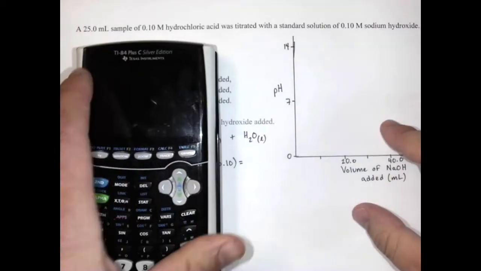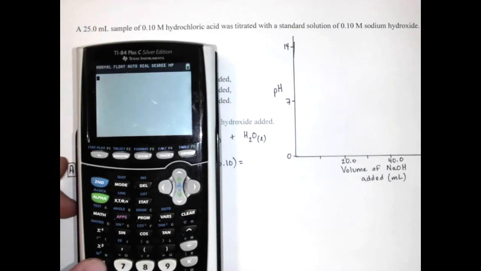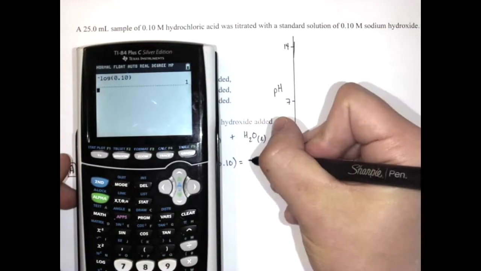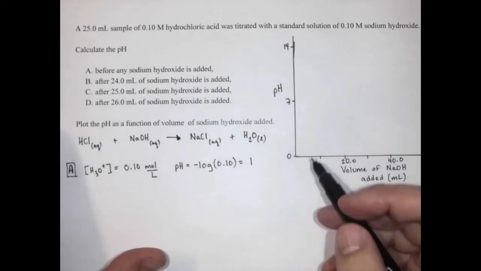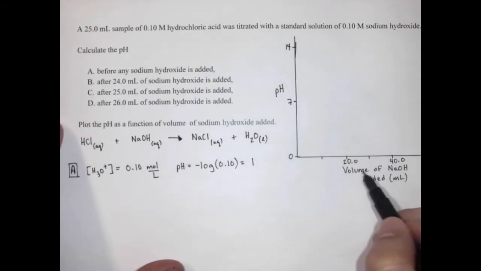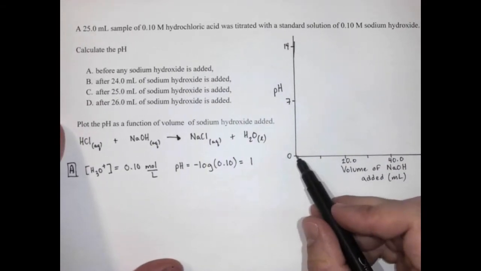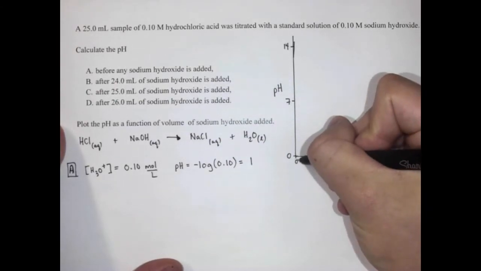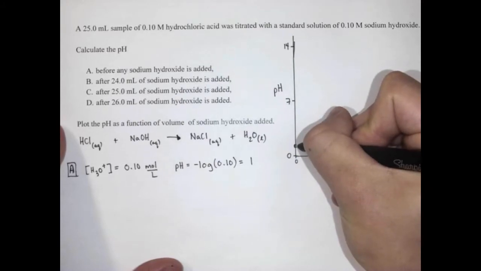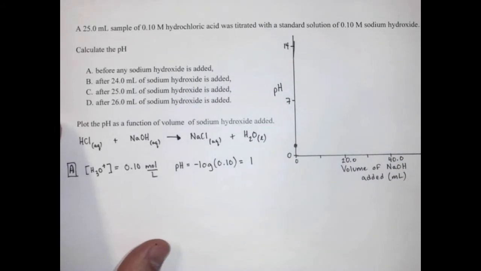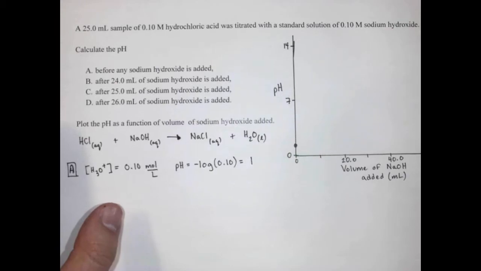So for the pH there, remember we take the negative logarithm of the concentration, and I get a pH of 1. So in situation A, before we add any sodium hydroxide, when the volume is 0, the pH is going to be 1. So it's an acidic pH. Makes sense, because we're adding base to the acid.